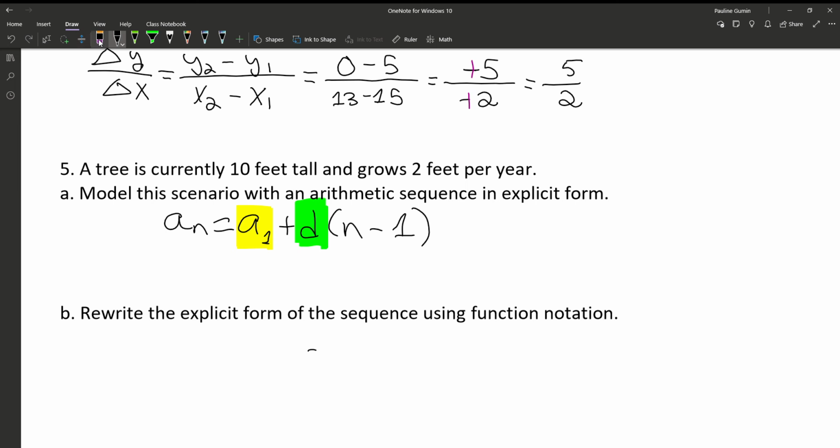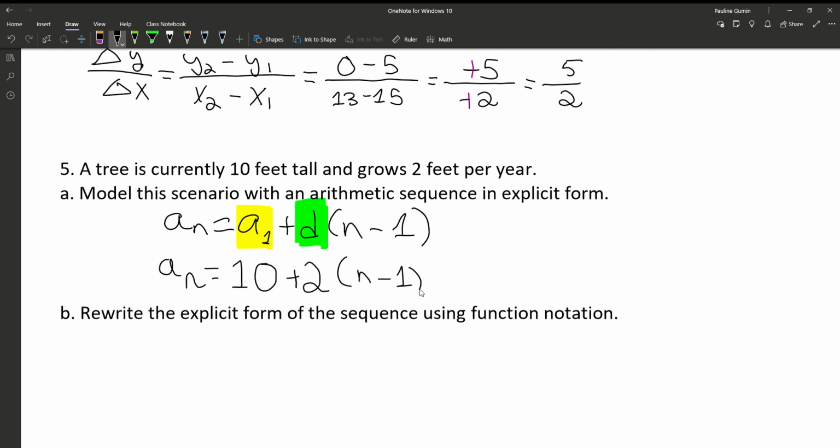Right. So a tree is currently 10 feet tall and grows 2 feet per year. Let's model this scenario using an arithmetic sequence. All right, so we have our explicit formula right there. A1 is our first term, so that's what our tree starts at. And our tree starts at 10 feet. D is our common difference, so that's our pattern, 2 feet per year.